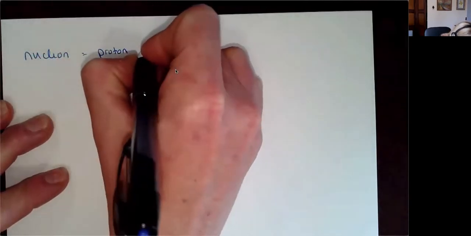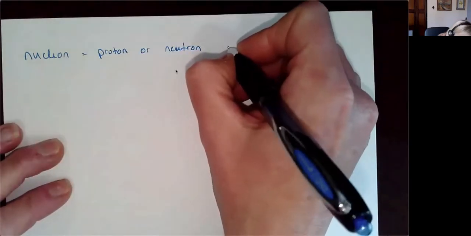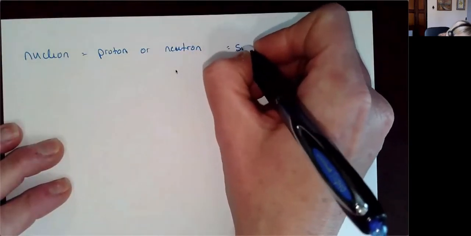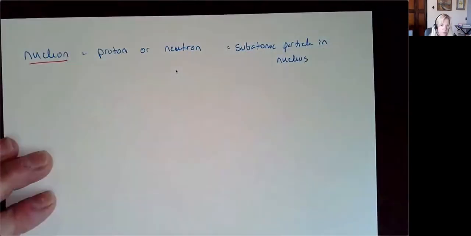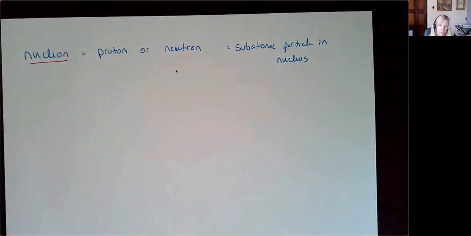Okay, so I just want to go through a little bit of terminology for you. A nucleon is a proton or a neutron. It's just anything that is a subatomic particle in the nucleus. We'll see nucleon used in this chapter. That's what it means. It means interchangeably a proton or a neutron.